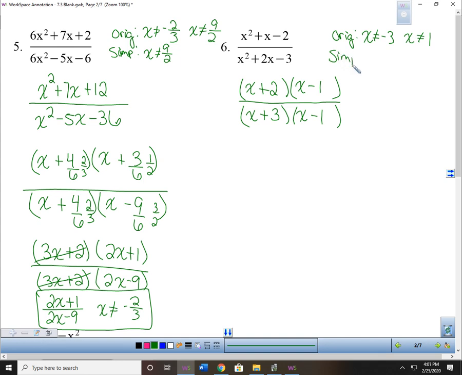Then I'm going to simplify. So I see that I have a matching factor top and bottom, the x minus 1. So I'm going to cancel that. That leaves me with x plus 2 over x plus 3. And so the only thing left in the bottom is the x plus 3. If I were to set that equal to 0, x could not be negative 3. Since that's already a restriction in my original, the only thing I need to restrict would be the 1. So x cannot be 1.